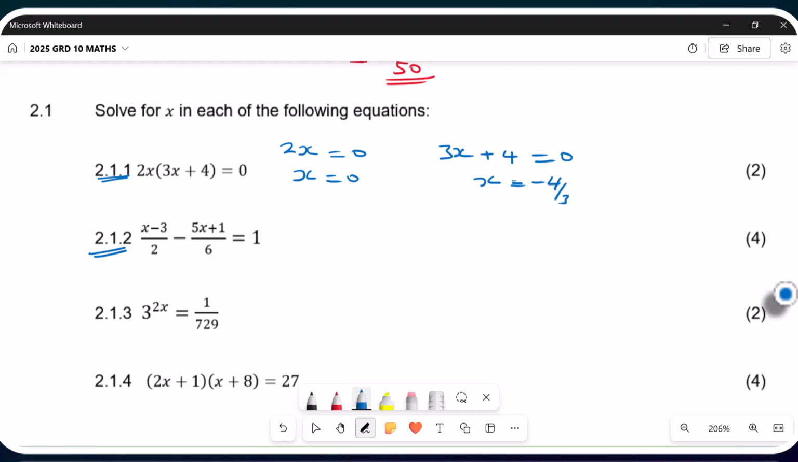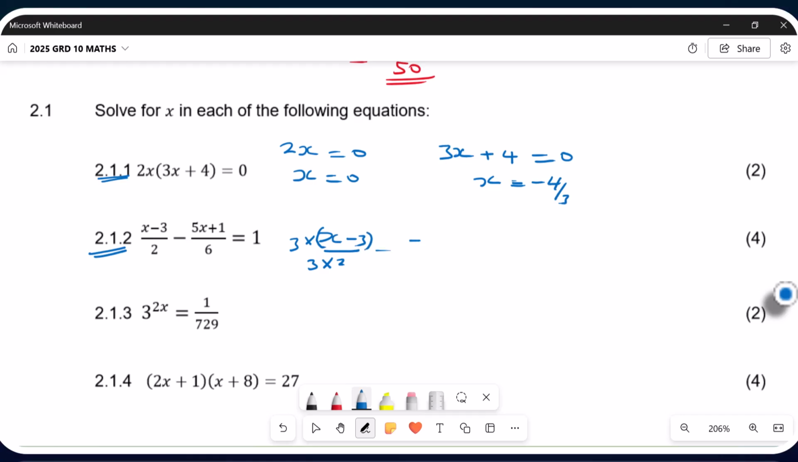Yes. So we are going to say, in powers of 3, this one here gives us what? 3 to the power 7 is 729. Thank you. So equals to 1 over 3 to the power 6, isn't it?